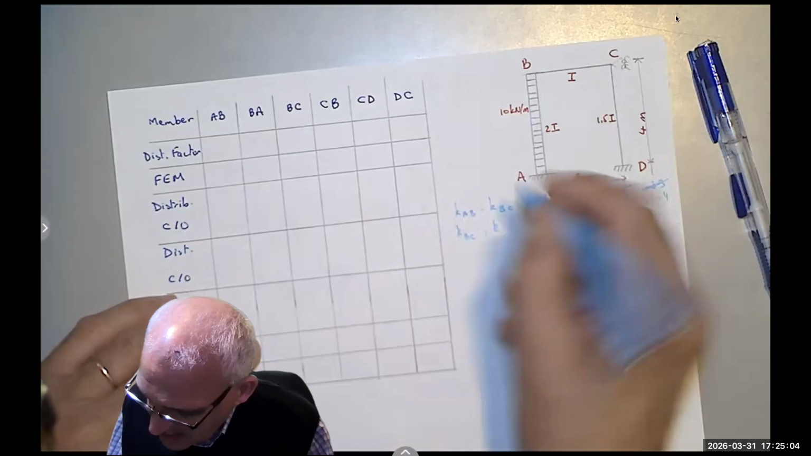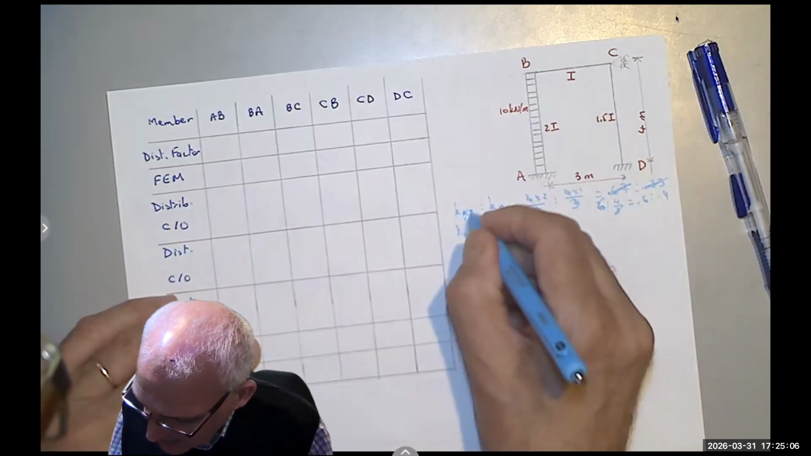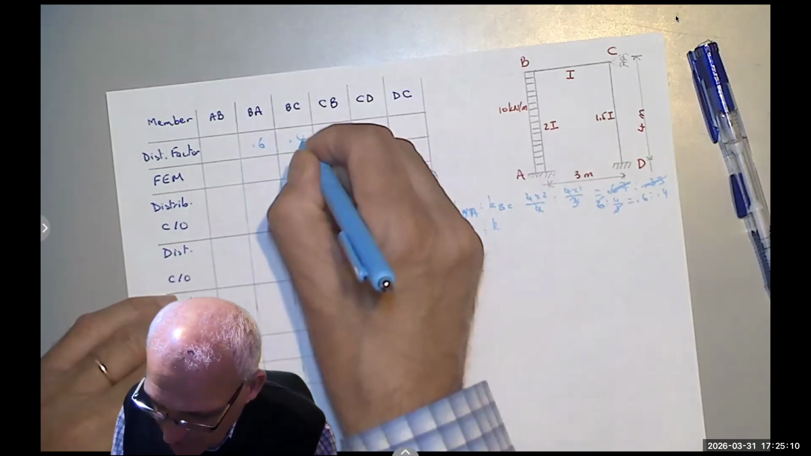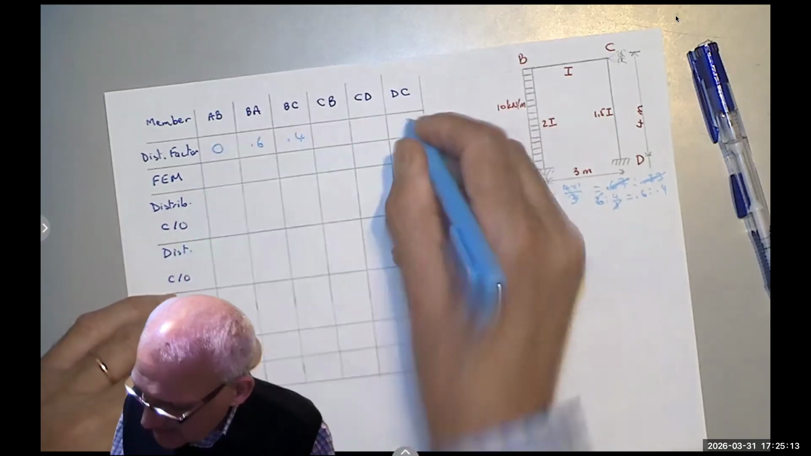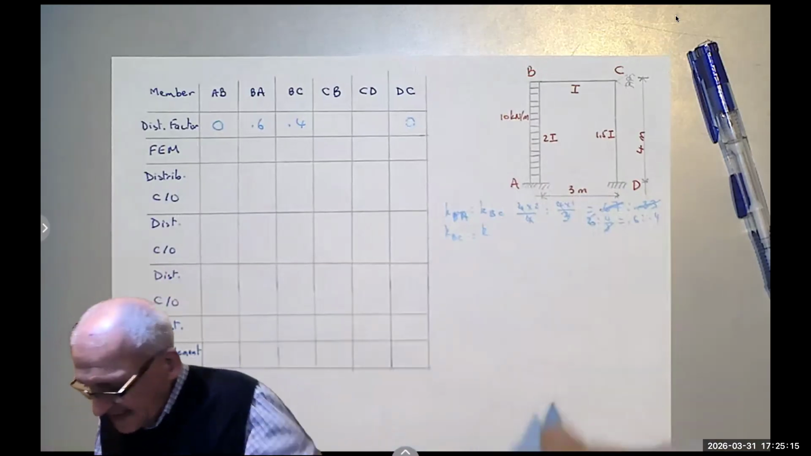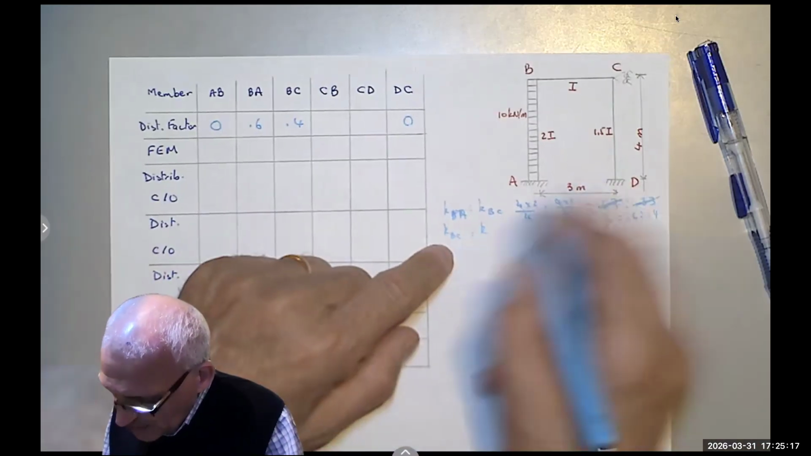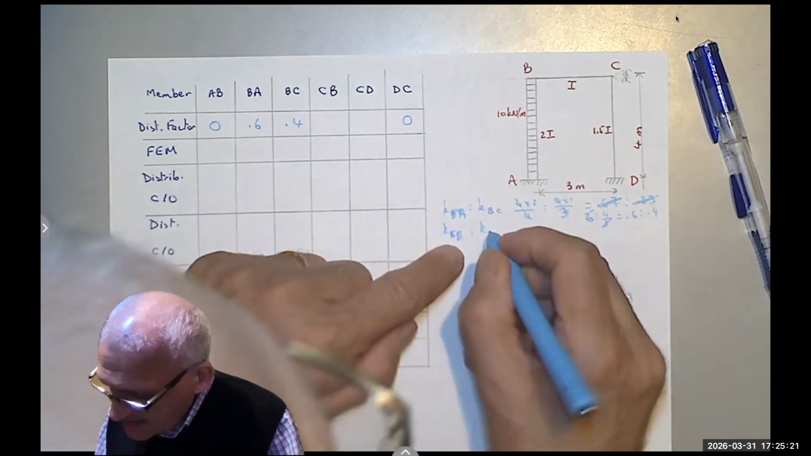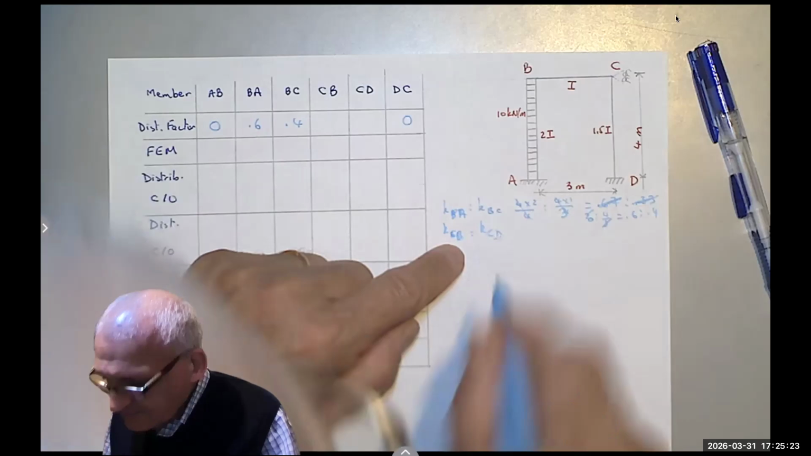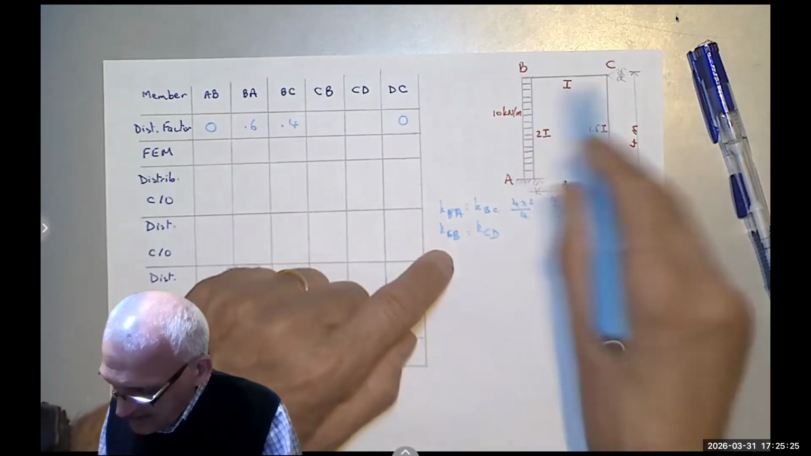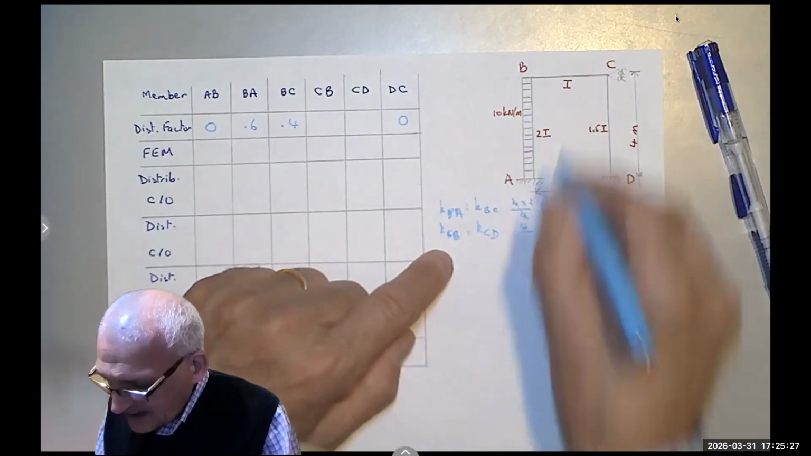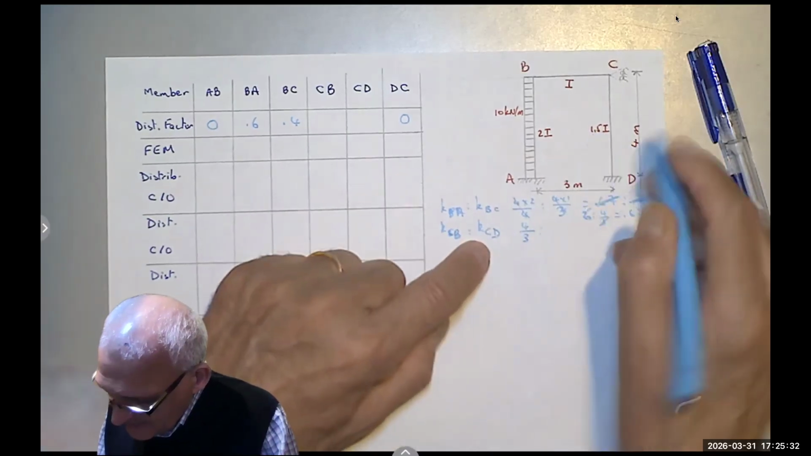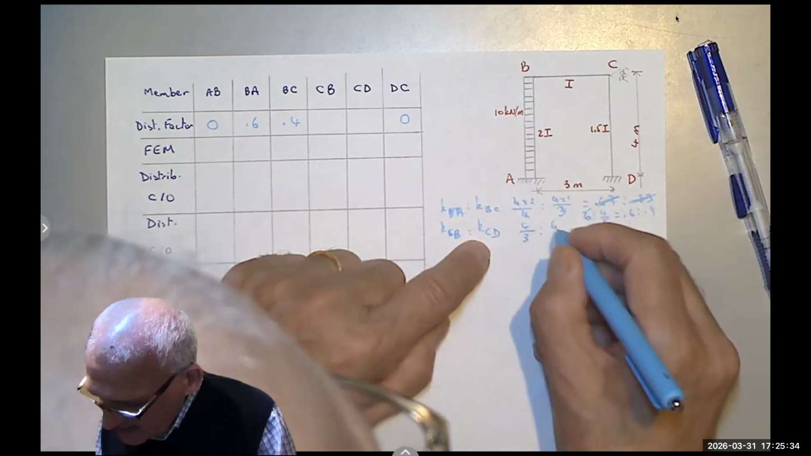It should be BA, not AB, right? Because we are at joint B. So this is 0.6 and this is 0.4. These are zeros because that's a fixed support. Then I'm going to do K_CB to K_CD. As we said, this is 4 to 3, 4 times 1 over 3, to 1.5 times 4, which is 6 to 4.